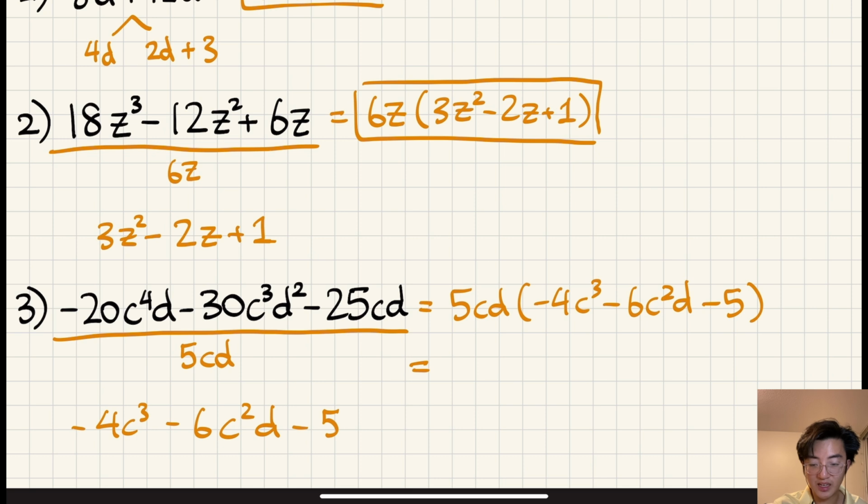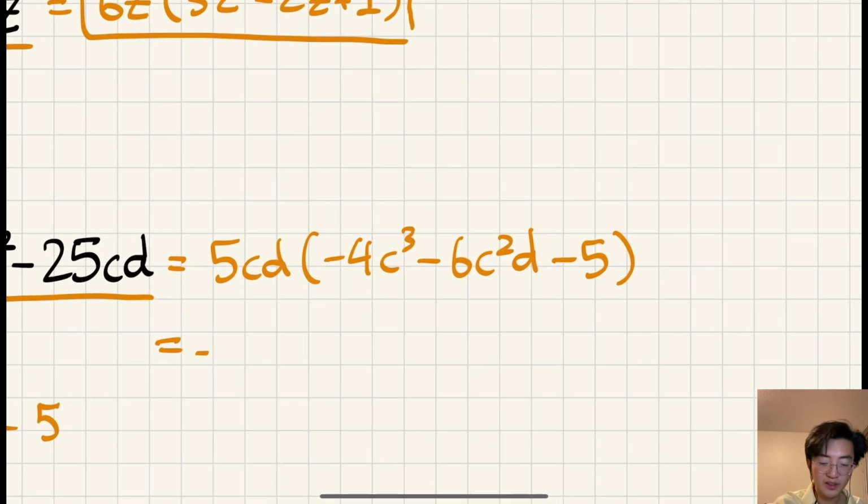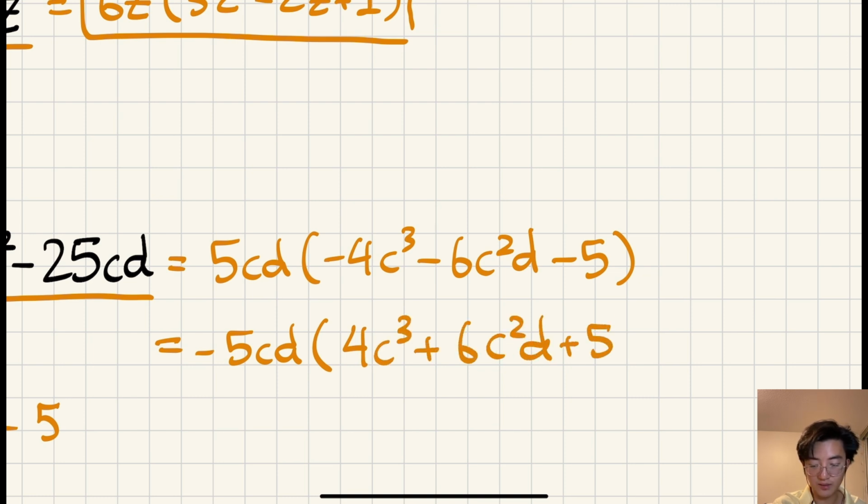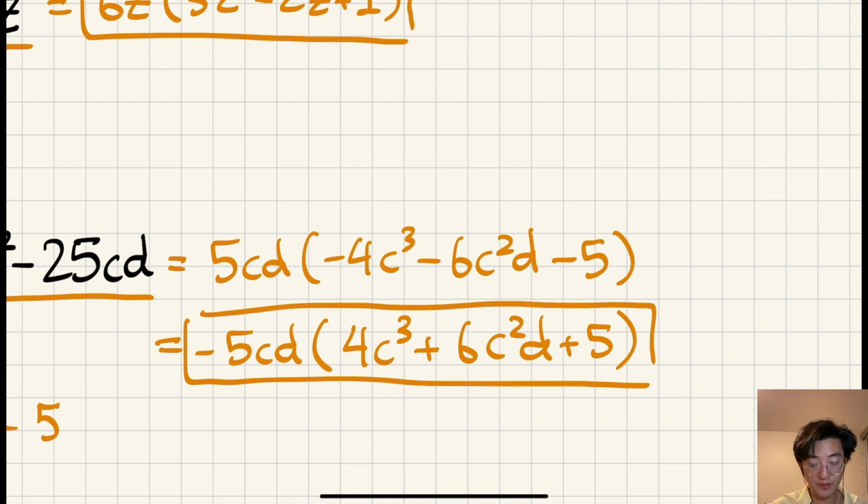Once again, we got a negative sign right here. So technically, we could have started off by dividing everything by negative 5cd, right? But we can do it later too, so I'm not skipping too many steps. So we take out a negative sign, so the first term is positive. Doesn't matter if the second and third term are positive. It just ended up being positive, which is kind of nice too.